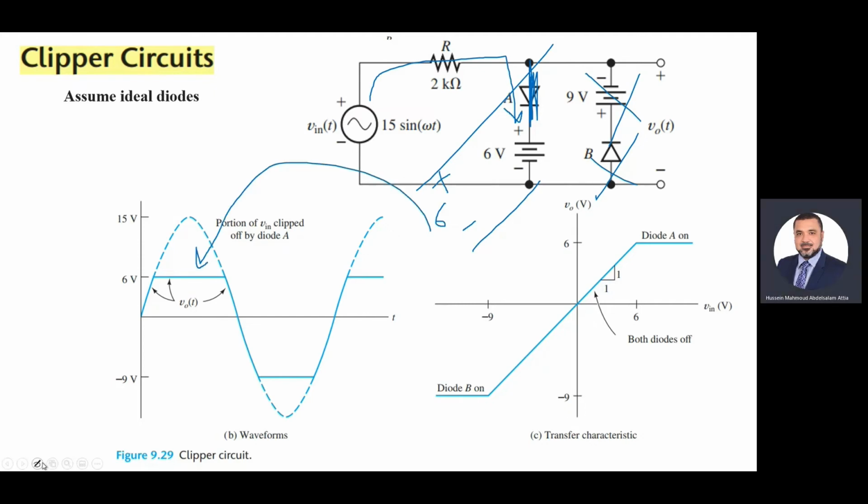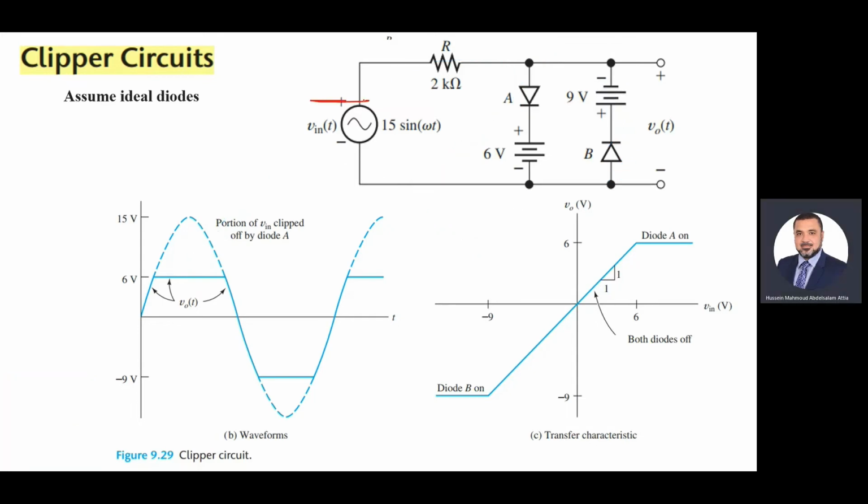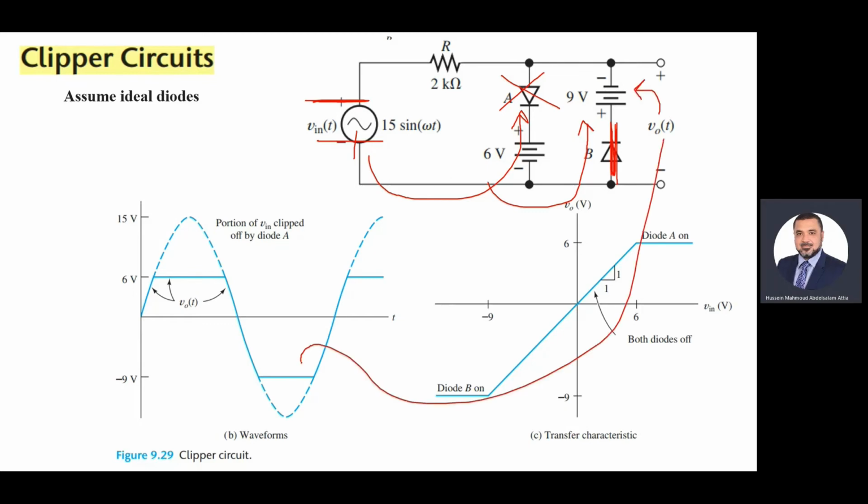When the input is negative, this will be negative and this will be positive. Now the current goes this way, so diode A is off. Forget about diode A and this branch. The current goes here easily. This will be like a short circuit. Now what is the output? We need to have -9. So the output is clipped, a limiting circuit. We can limit the output to be only between 6 and -9. Okay?